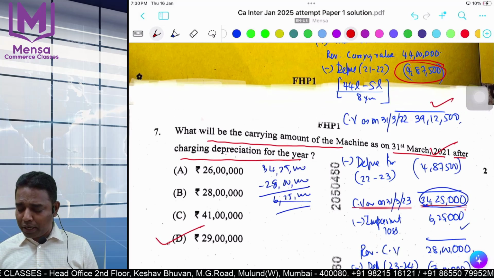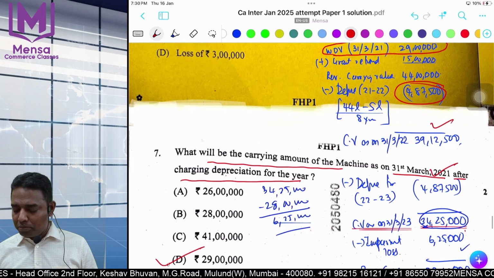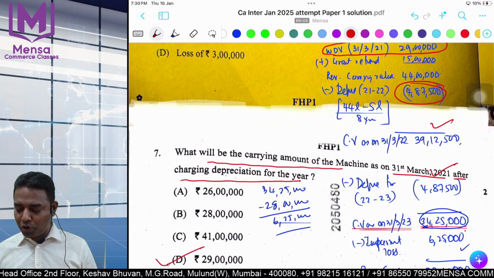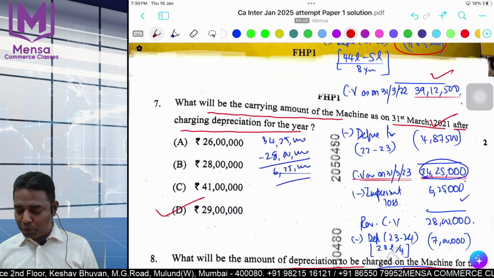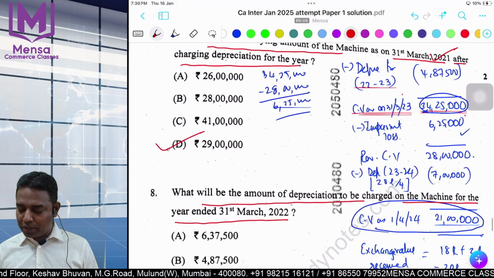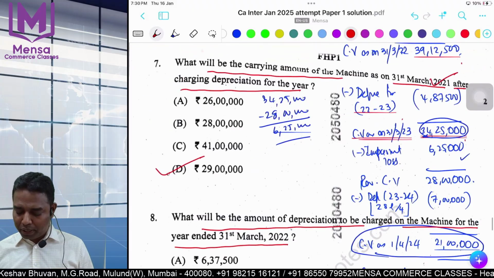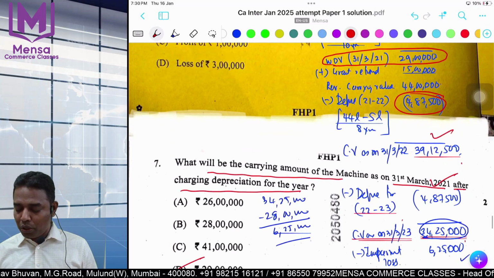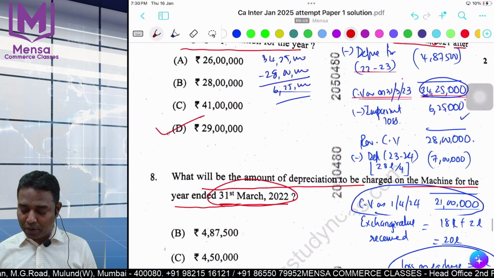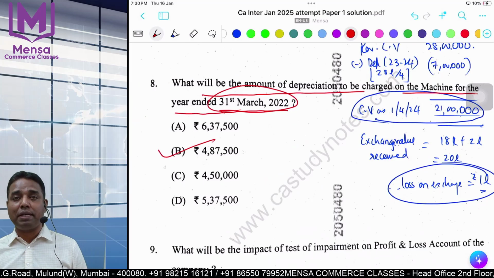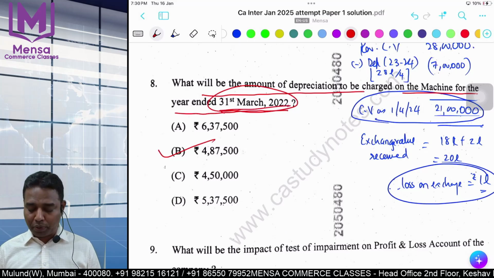31st March 2022, if you see the revised carrying value after we provided the depreciation for 21-22 was 39,12,500. So for 22-23, the depreciation for 21-22, this is for 31st March 22. So for 21-22, the depreciation is 4,87,500. So 4,87,500 is the depreciation for 21-22, that is as on 31st March 22.